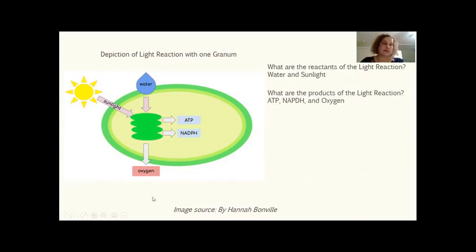All right, so sunlight and water are the two reactants that are going into the process of photosynthesis. ATP, which is a form of energy that gives energy by transferring, NADPH, which is an electron carrier, and oxygen are all made during the reaction that takes place in the thylakoid membrane.